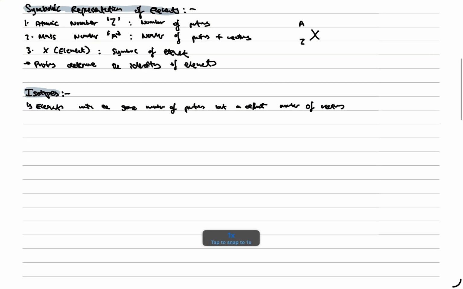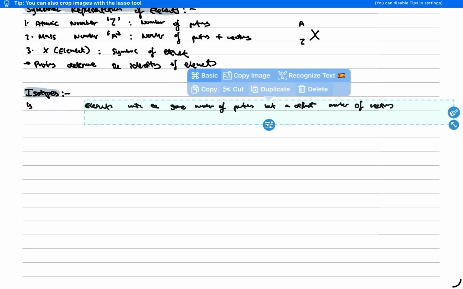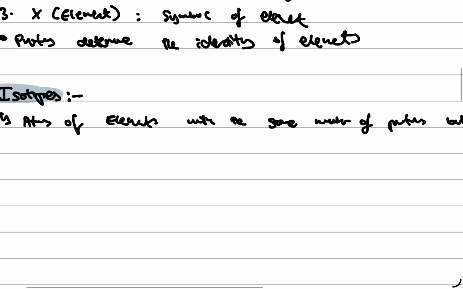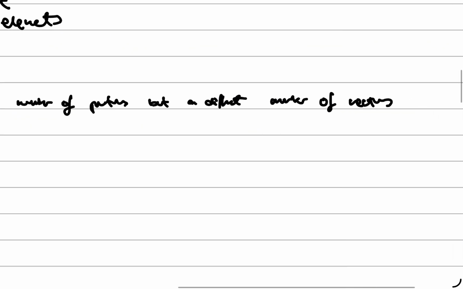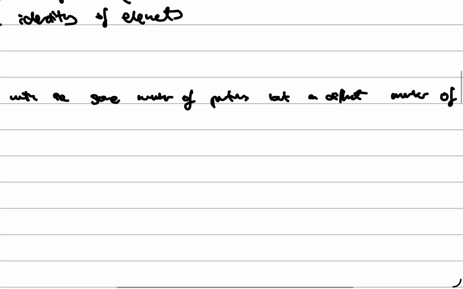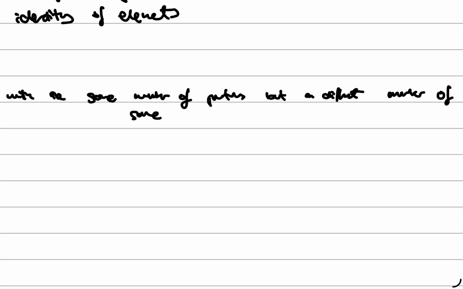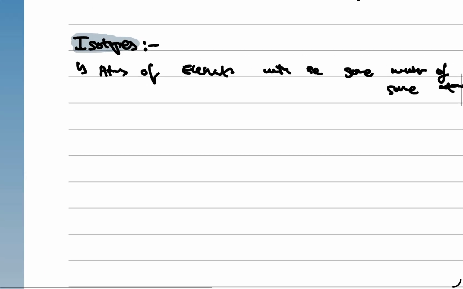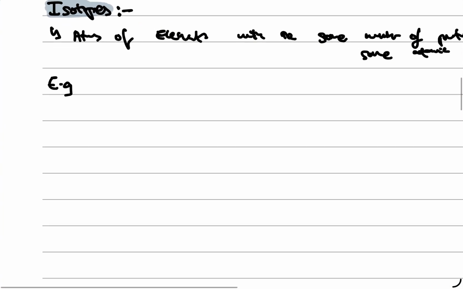Let's just actually write atoms of elements, because it's not actually the element itself. The atoms are what makes it up. So atoms of elements with the same number of protons but a different number of neutrons. Or alternatively, you could say same atomic number but different mass number. And so examples of this are carbon 12 and carbon 13.